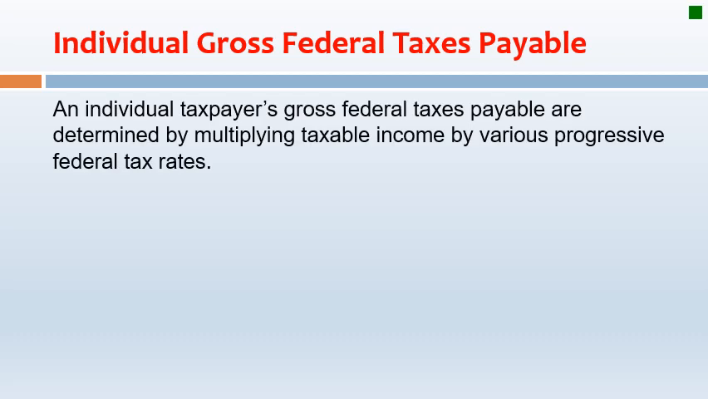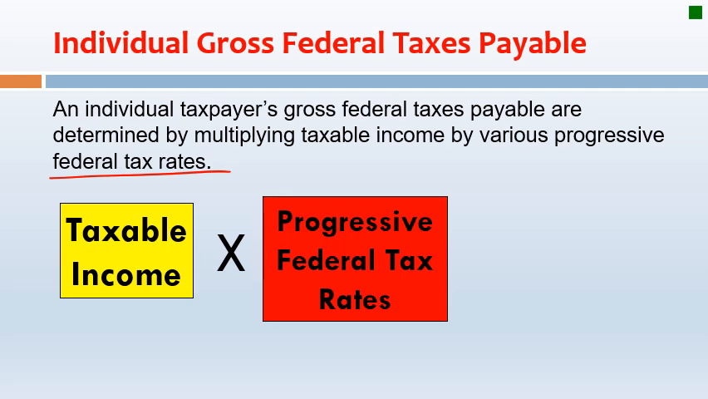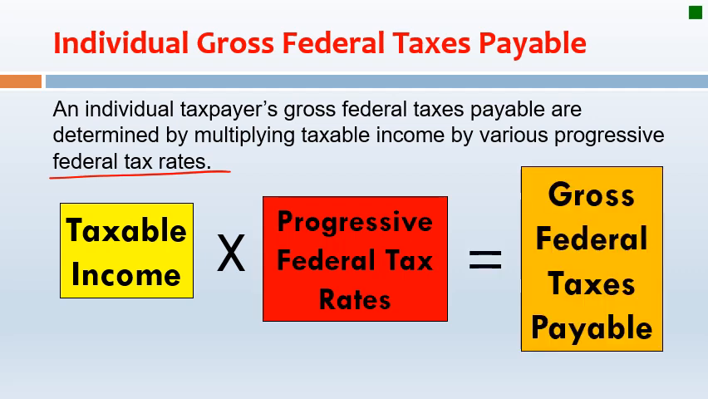Now let's calculate some tax. In order to determine an individual's gross federal taxes payable, we must multiply the taxable income previously determined by various progressive federal tax rates. So in a simplistic version, we start out with our taxable income, multiply it by those various progressive rates, and that's going to give us our gross federal taxes payable. Let's take a closer look.